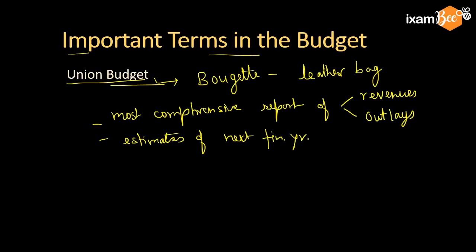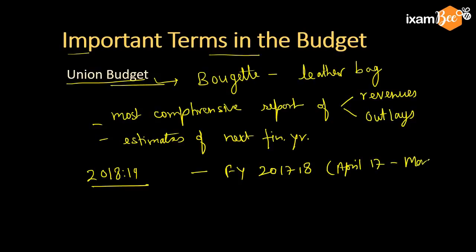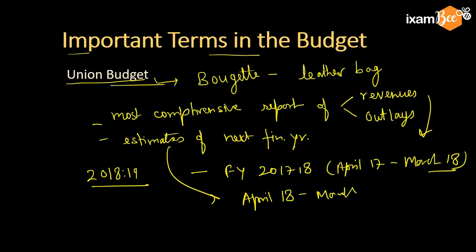Say in the budget of 2018-19, the budget we are discussing here, it is a report of what the government has earned and what the government has spent during the financial year 2017-18, which is from April 17 to March 18, that everyone knows, and an estimate of the next financial year starting from April 2018 to March 2019.